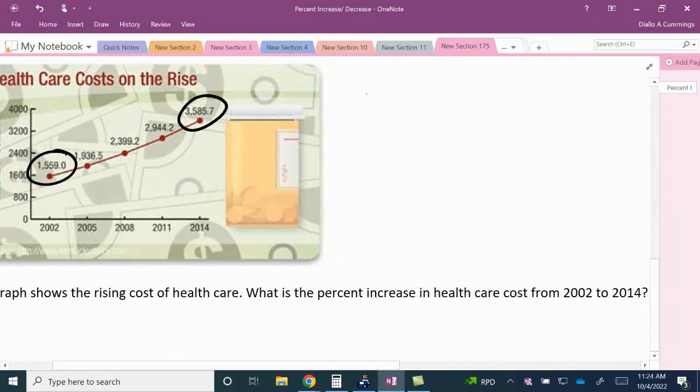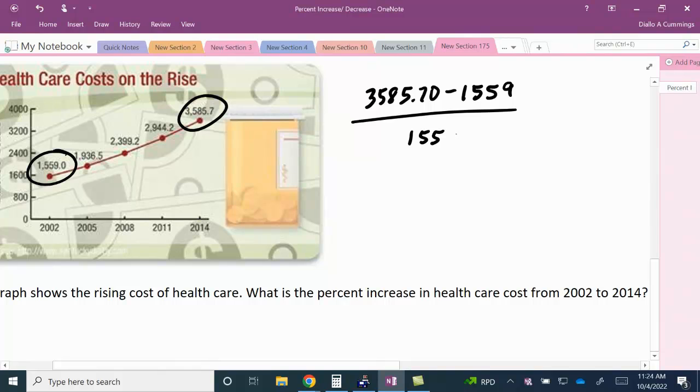So we're going to write out this as the change in amount. We're going to take the $3,585.70 minus the $1,559, and we're going to divide that by 1,559.